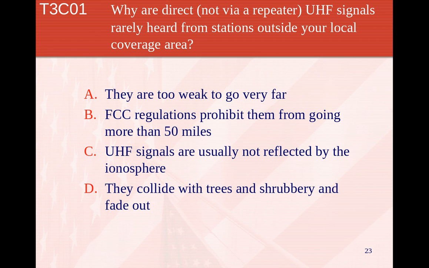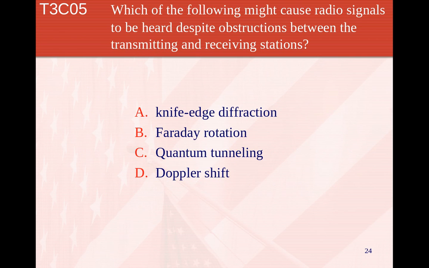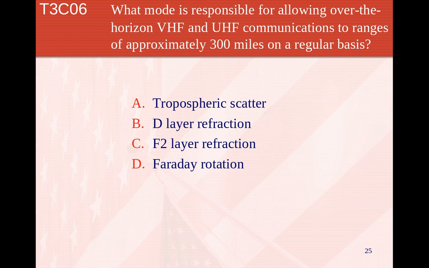Why are direct, not via repeater, UHF signals rarely heard from stations outside your local coverage area? Because the UHF signals are usually not reflected by the ionosphere. Which of the following might cause radio signals to be heard despite obstructions between transmitting and receiving stations? It's called knife-edge diffraction.